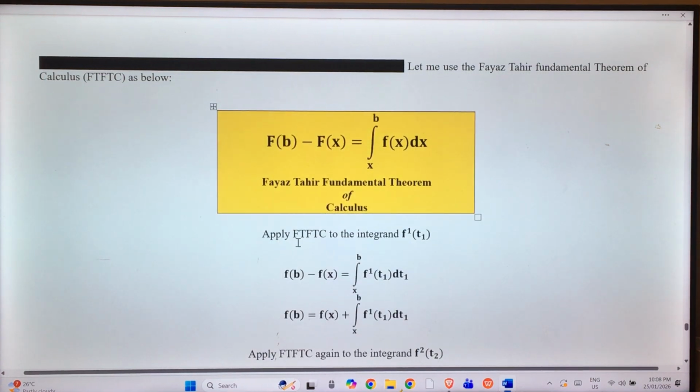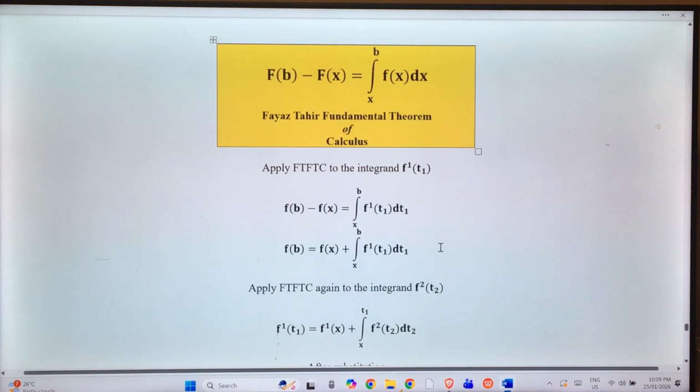Okay, apply FTC to the integrand f1(t1). Just replace x by t1 temporarily. So F(b) minus F(x) is equal to the integral of f1(t1) dt1. Here you have f(x), here you have f1(x). So what comes before f1 is f, small f. So f(b) minus f(x) is equal to this. So similarly, transposing f(x) on the right hand side, we get this one.